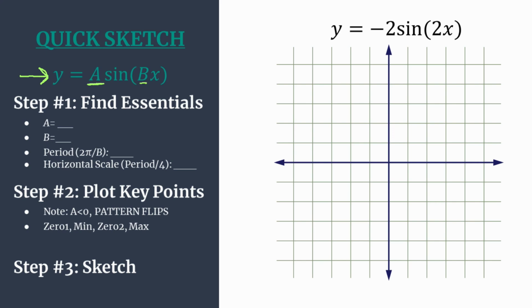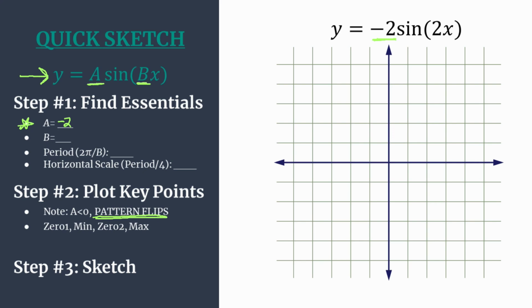So here they are in the general equation, and we'll start with a. Okay, in our equation, a is that leading coefficient, -2. As soon as I see a negative sign, I make a mark and know that my pattern of key points in step 2 is going to be flipped or vertically reflected over the x-axis. So we have that flipped pattern, and we'll get to that when we get to step 2. All right, back up to a.